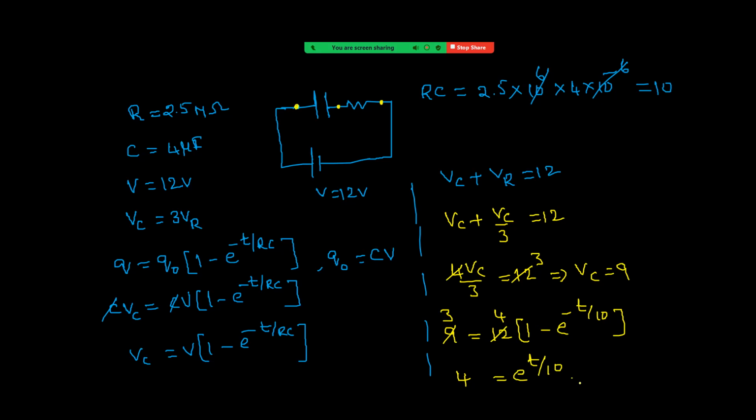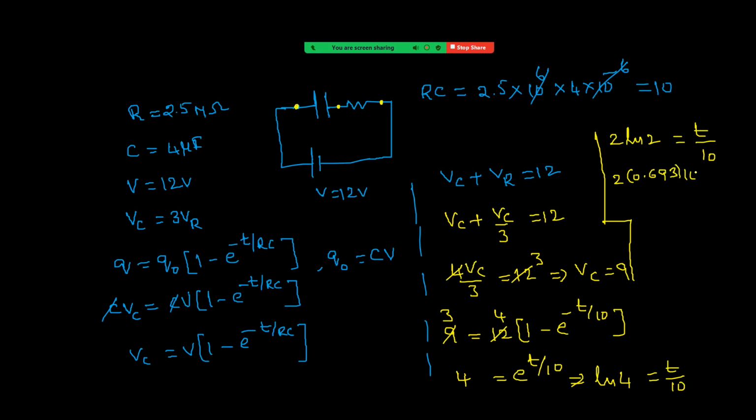Now take ln on both sides. Ln 4 is equal to t by 10. And ln 4 can be written as 2 ln 2, right? This is 2 square, so 2 ln 2. So 2 ln 2 is equal to t by 10. Given that ln 2 is 0.693, 2 into 0.693 into 10, that is now the t value, right? So t value how much? It is 13.86.